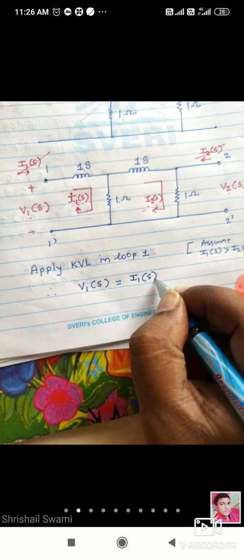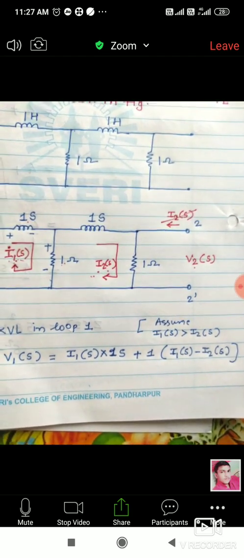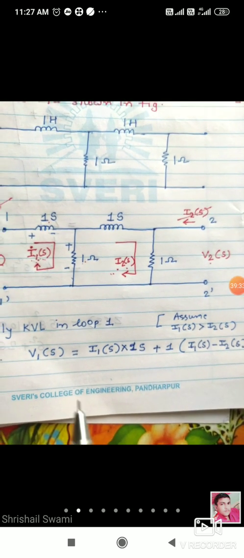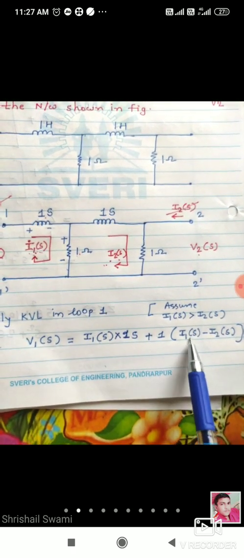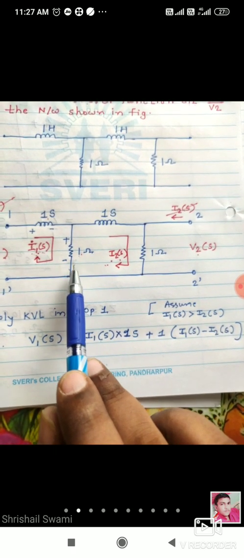V1 of S is equal to, KVL apply करा किंवा तुम्ही डायरेक्टली लिहू शकता, V1 of S is equal to I1 of S into 1S, this 1S. इथं तुम्ही मार्क करू शकता प्लस मायनस लाईक दिस. ओके, देन प्लस दिस 1 into, आता ह्याच्यातलं दोन होणार, I1 of S minus I2 of S. ओके, नाव आता दिसतंय. सो हियर V1 of S is equal to ह्या दोघांच्या व्होल्टेजचे ऍडिशन, 1S into I1 of S and 1 into I1 of S minus I2 of S. कारण ह्या दोन्हीतलं डिफरन्स ऑफ करंट घ्यावं लागेल तुम्हाला.